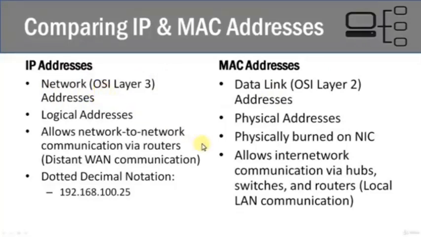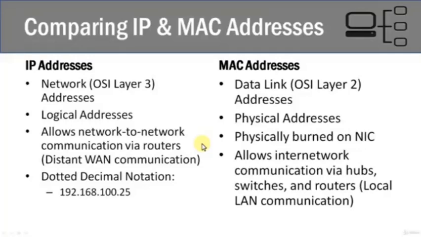Now, if we talk about how they operate within a network, an IP address allows for network-to-network communication via routers and routing. So when we are dealing with IP addresses, the communication is utilized by routers for wide area network communication. A very simple way of saying it is communicating over the internet.